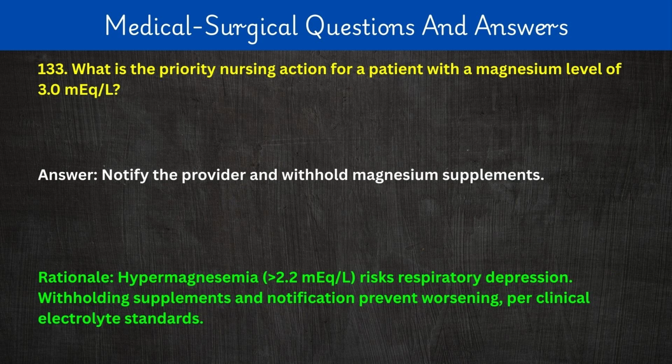133. What is the priority nursing action for a patient with a magnesium level of 3.0 milliequivalents per liter? Answer: notify the provider and withhold magnesium supplements. Rationale: hypermagnesemia, greater than 2.2 milliequivalents per liter, risks respiratory depression. Withholding supplements and notification prevent worsening, per clinical electrolyte standards.